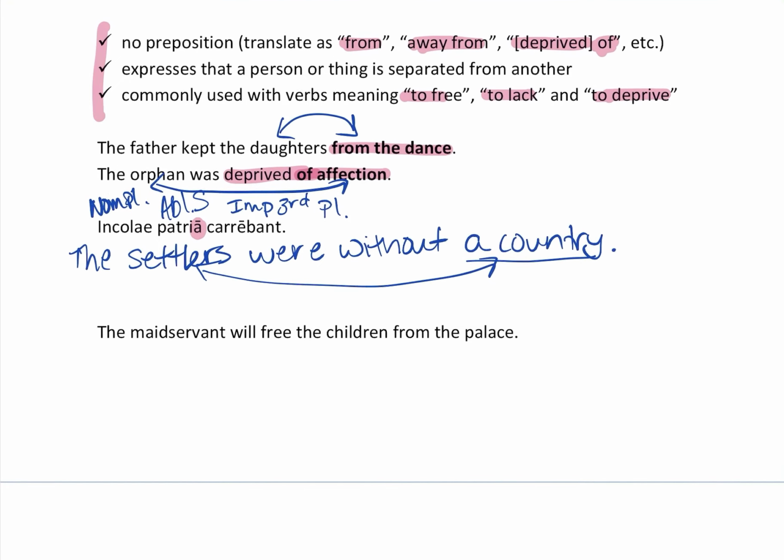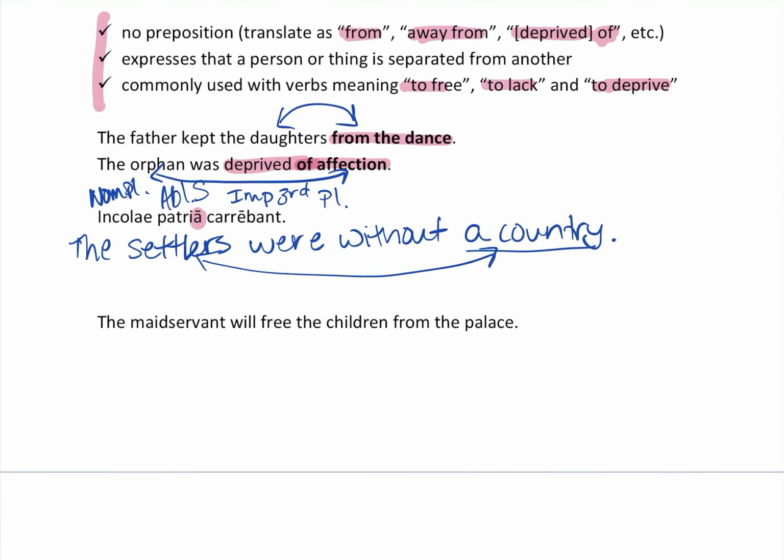All right, the one from English into Latin: the maidservant will free the children from the palace. All right, we can already see the ablative phrase. This one's easier because it's a "from the palace." We know that's ablative, and it's ablative singular. And who's doing the action? The maidservant. So she is nominative singular. We have our verb phrase will free. So it's future, again, singular to match the maidservant. And it's third because we can't have a separate nominative without a third person verb.